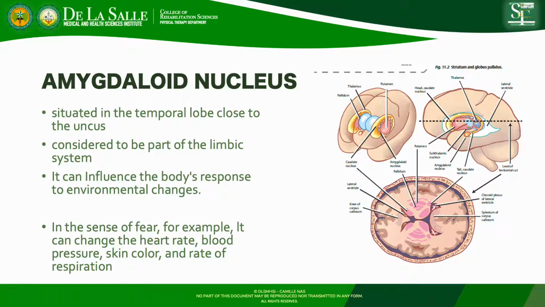If you recall, our limbic system is the part of our nervous system that is responsible for the sense of threat. The survival instinct in us is provided by our limbic system. And part of the limbic system as well is the amygdaloid nucleus.